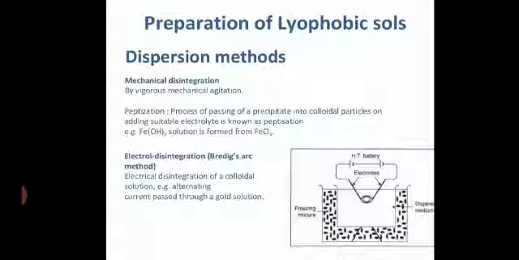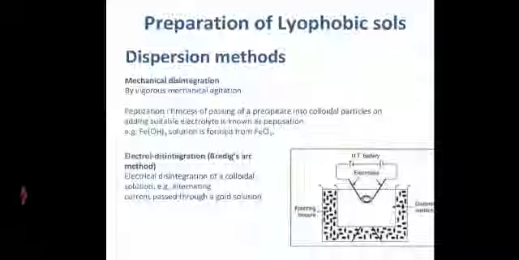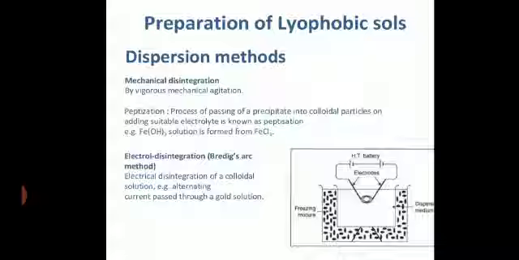Due to the formation of the arc, some amount of gold gets dissolved in the water. Now you repeat this process 20 to 30 times till the water, which was transparent in the beginning, becomes translucent. Once it turns translucent, that means colloidal solution is prepared. So this method is called Bredig's arc method.